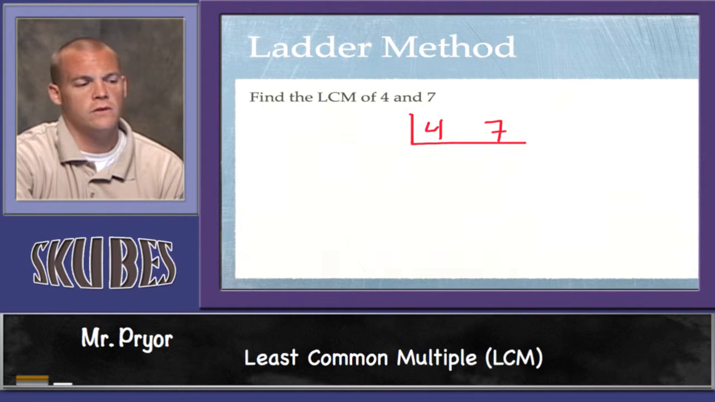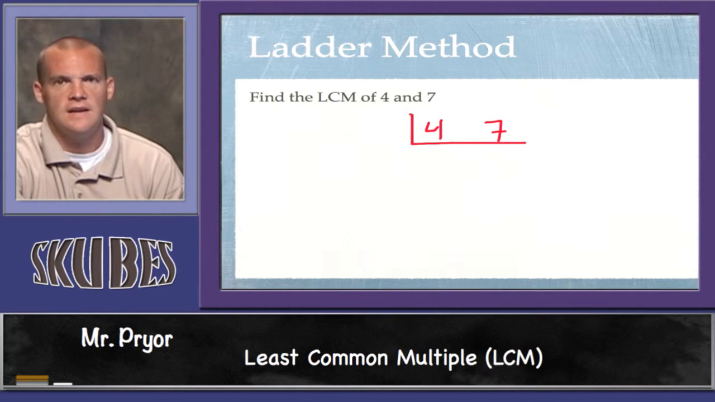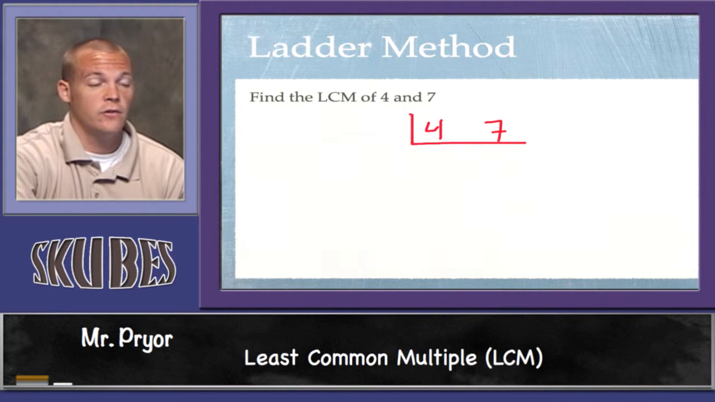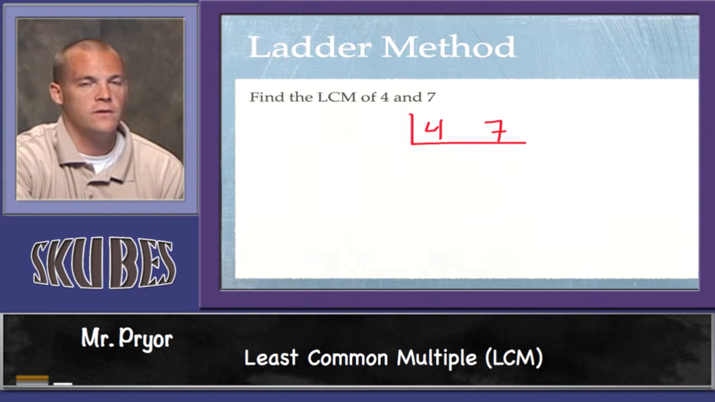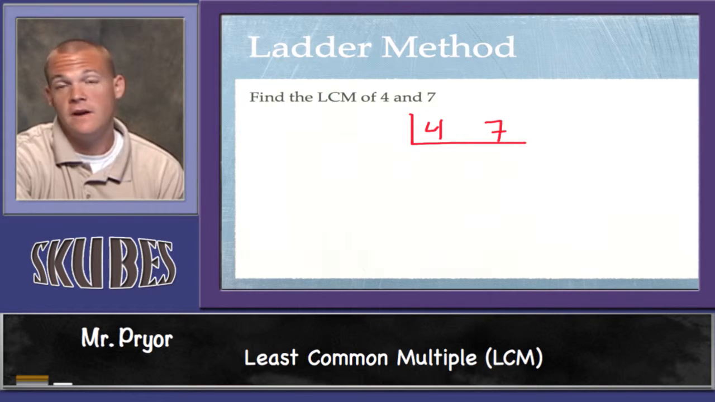What you're going to do is look for a value that divides evenly into both these numbers. So looking at 4 and 7, hopefully you're thinking there isn't one. And you're right.